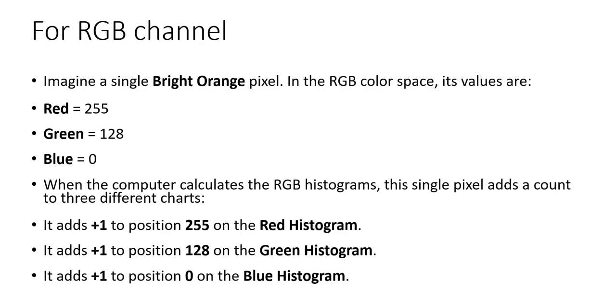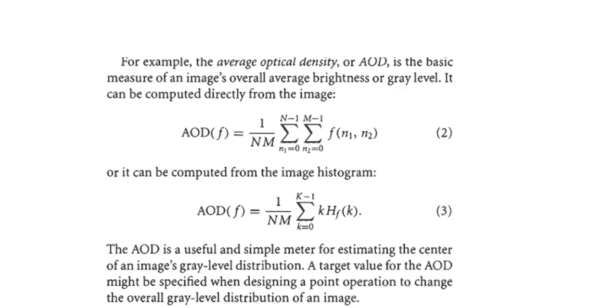For RGB channels we do the same, just that for red, green and blue, 3 different histograms will be maintained, and similarly the values are calculated. We also have one more concept called the average optical density. Average optical density helps to measure the image's overall average brightness. We can calculate it from the image, or more easily from the image histogram.